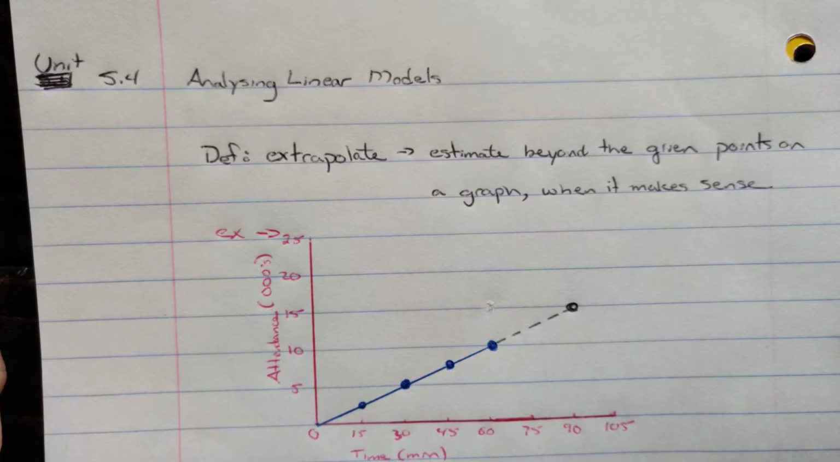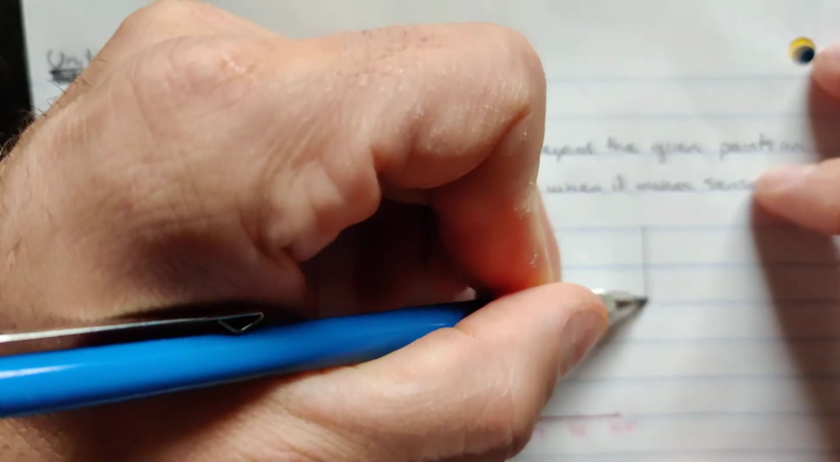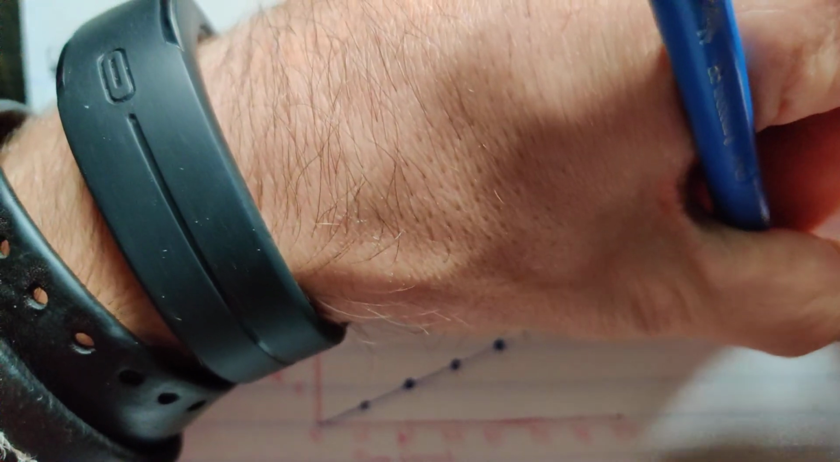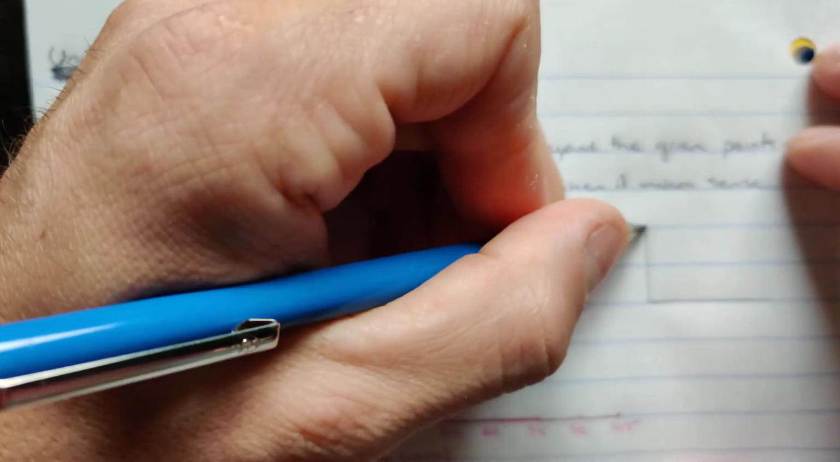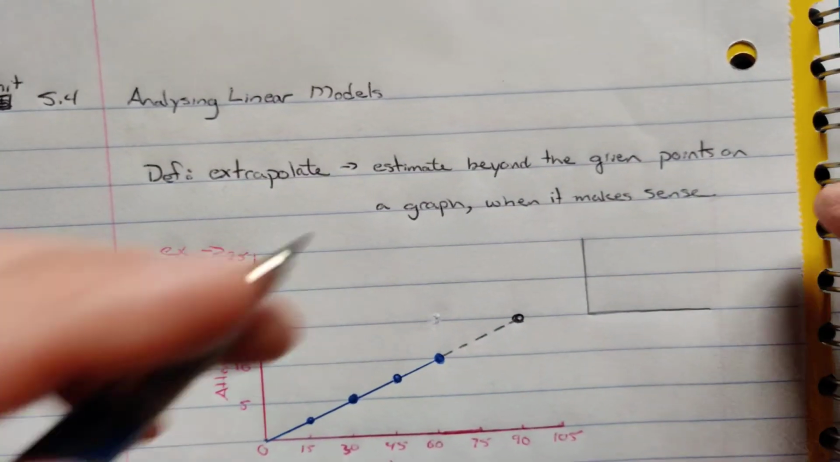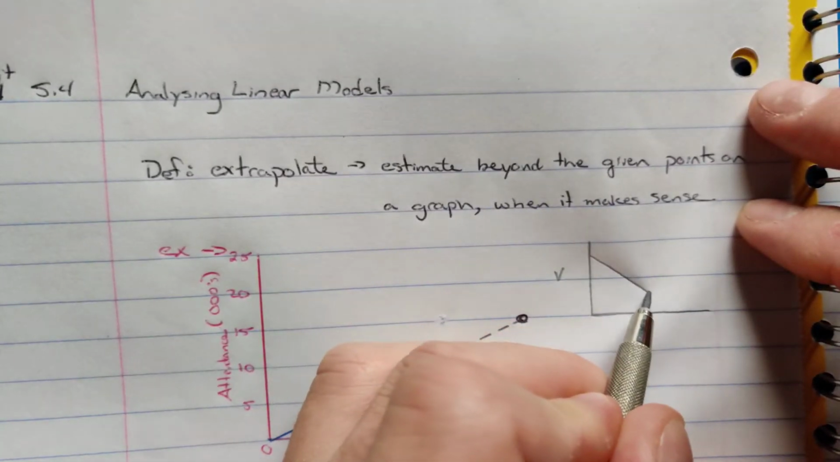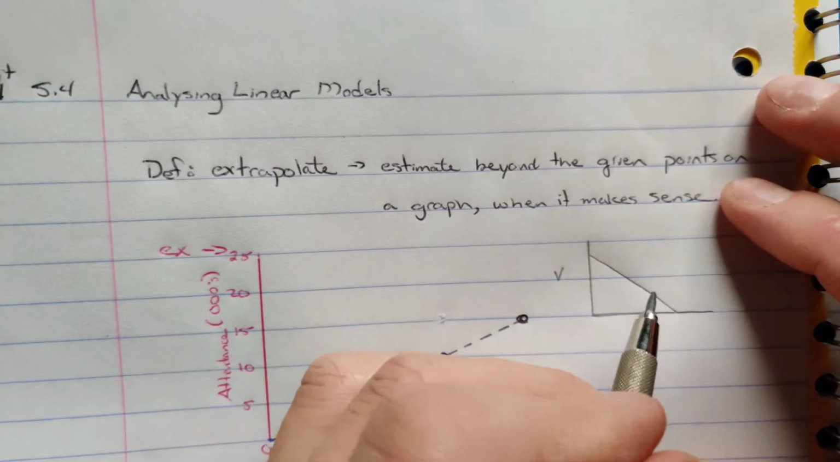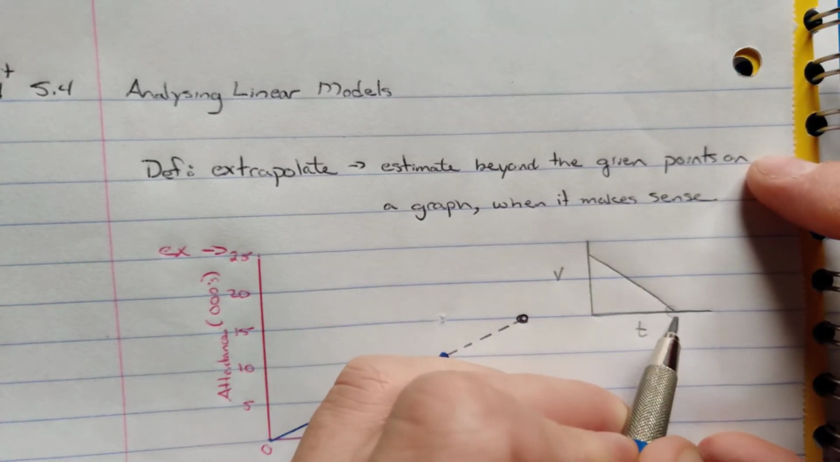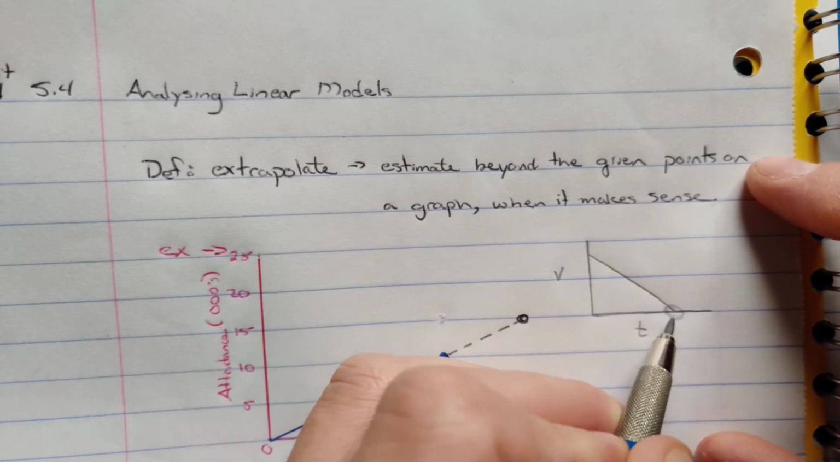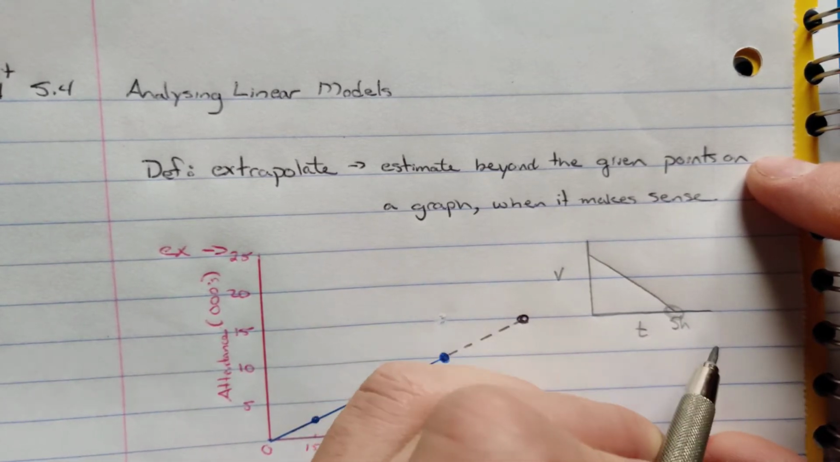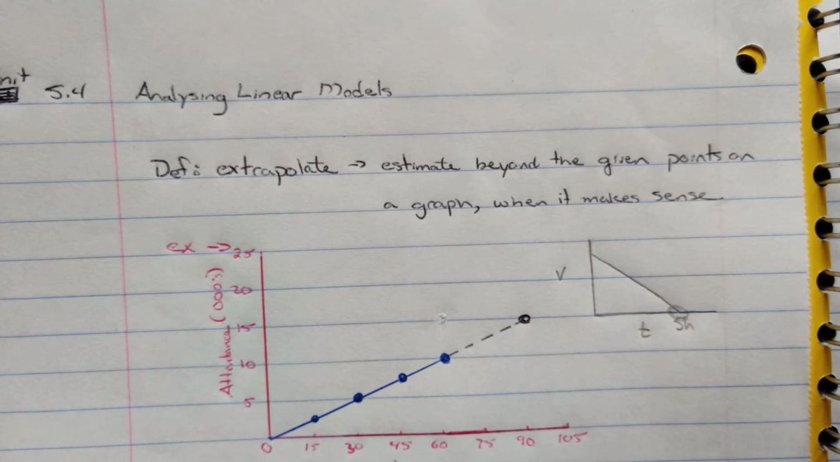If we are talking about some graph that's going down, maybe we're looking at the volume of a tank, so this is the volume, and this is the time, and over time it's going down. Well, would it make any sense to extrapolate beyond this point in time? Say this was after 5 hours. Would it make sense to extrapolate to 6 hours? No, we wouldn't. To have a negative volume doesn't make any sense. The volume's at 0, it's done. So extrapolation only works when it makes sense.